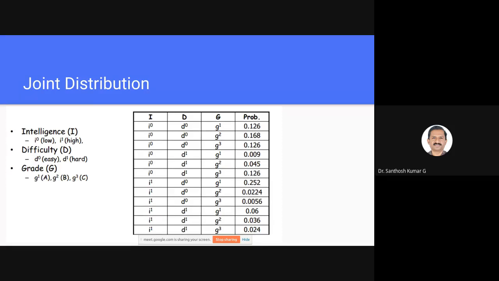Now you see, this is the joint distribution table of I, D, G, right? And this table shows the entire set of values associated with the variables, or the values the variables can take. So all the values are represented here. So I is a binary variable, right? So it can take two values, I0 and I1. Difficulty is again a binary variable. It can take two values, D0 and D1. Grade is a ternary variable. So it can take three values, G1, G2, G3.